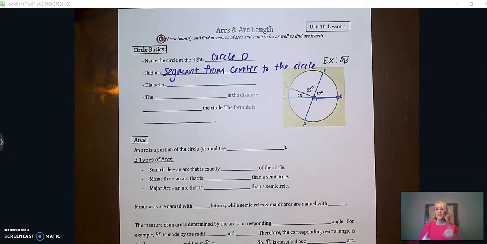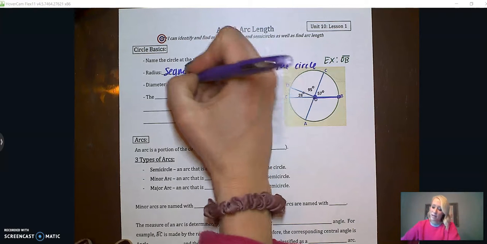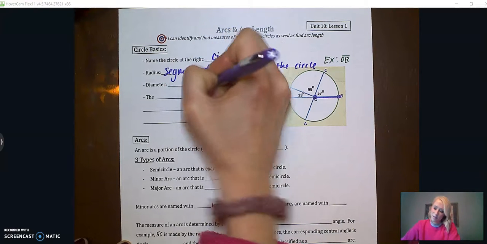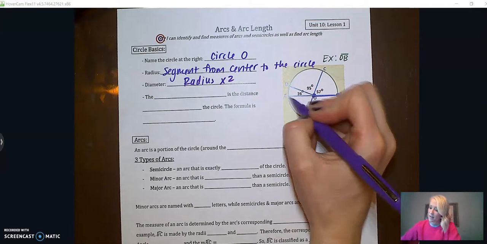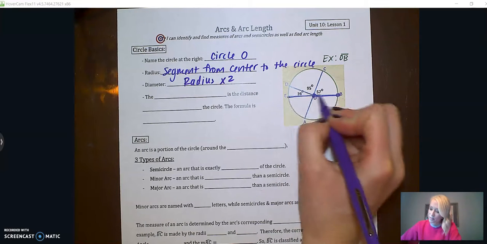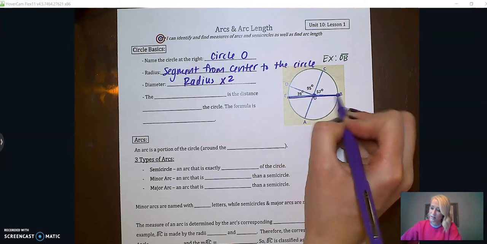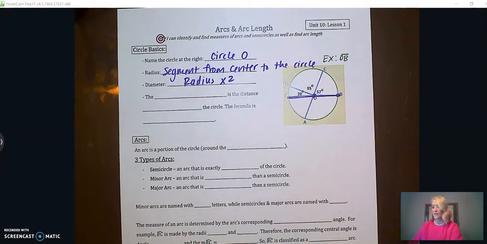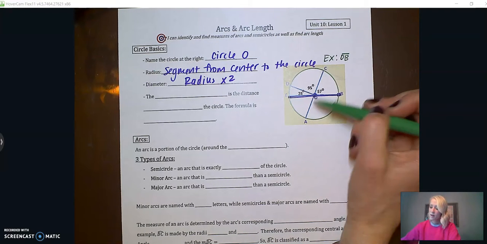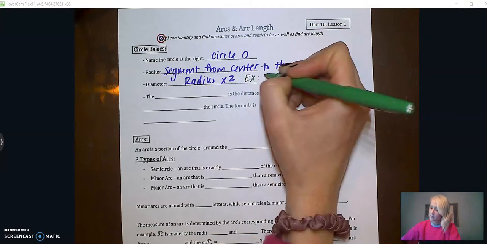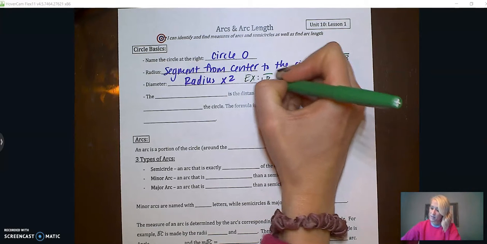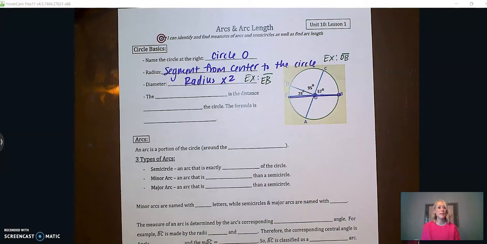A diameter is just double that. So it's a radius times 2. It's got to go through the center as well. So like maybe you start at E, go through the center O, all the way to the other side of the circle. So EB would be an example here, or AC. Same difference. So we'll say EB, that segment would be a diameter.